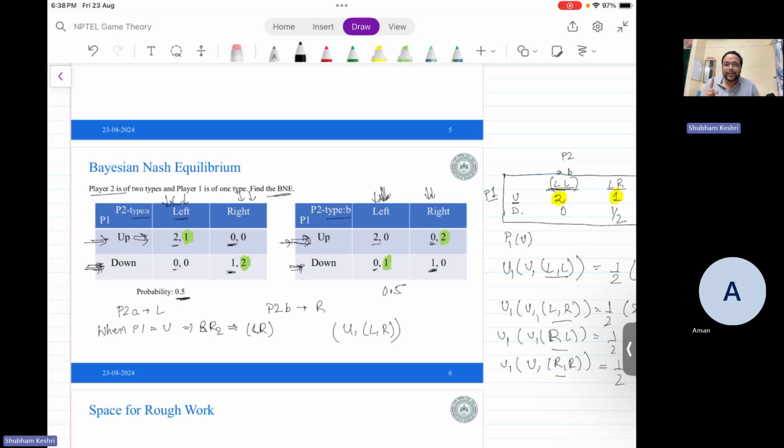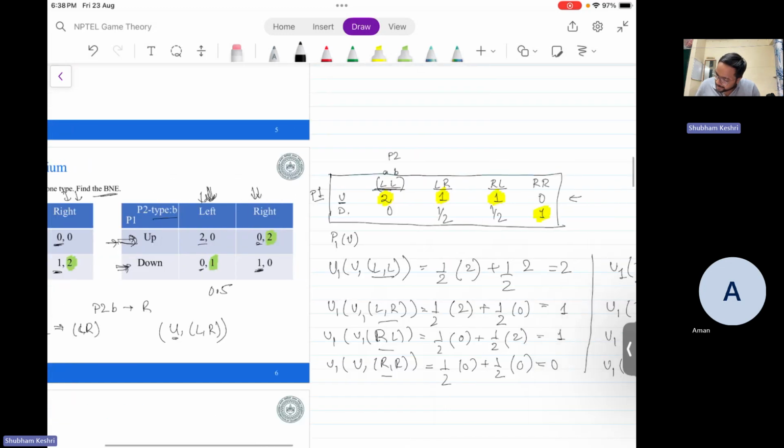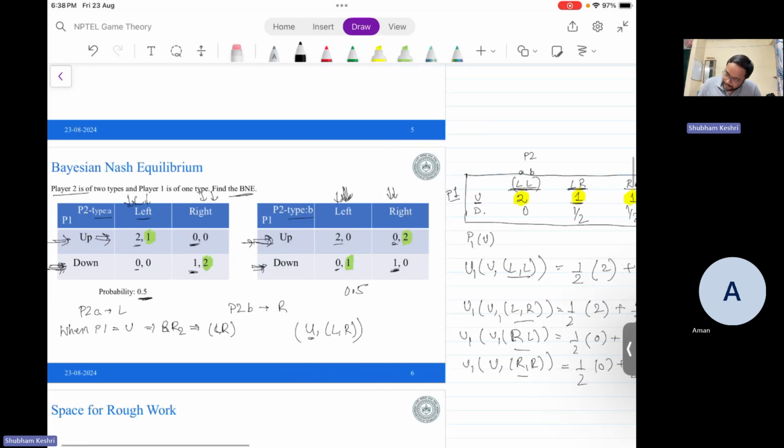When player 1 is playing U, which is his best response, when L, R is being played, U is the best response of player 1. And for the other side also, when U is being played, L, R is the best response of player 2. Therefore, there is an intersection of the best responses for both players, and therefore this is one Nash equilibrium. We'll see if there are other Nash equilibria also.